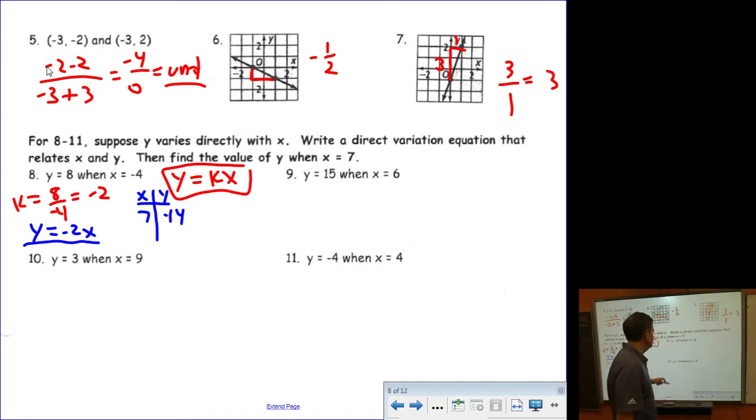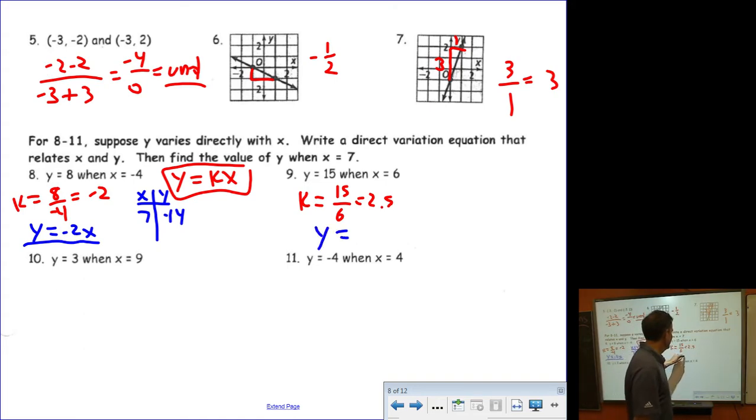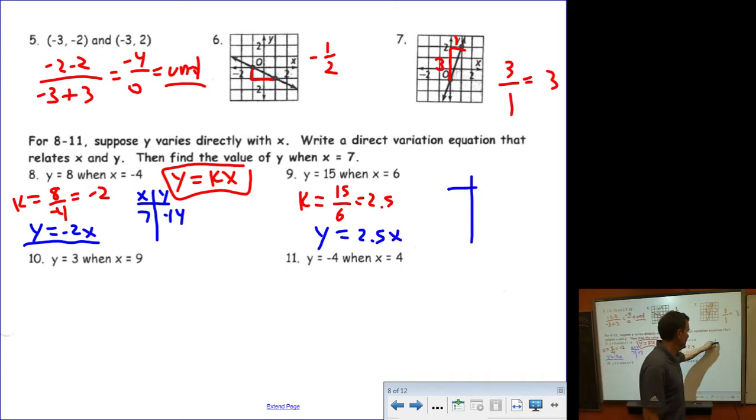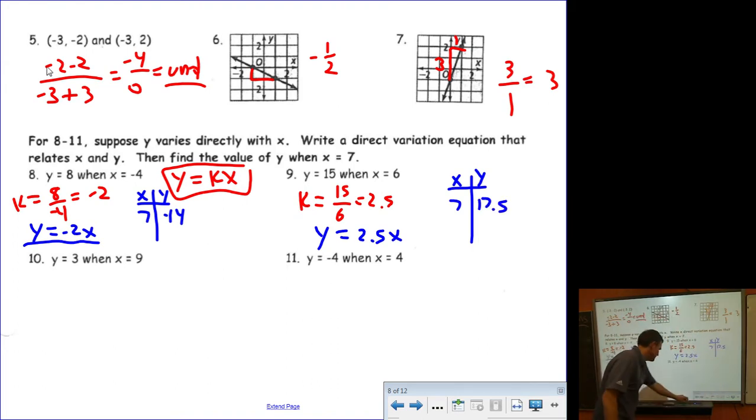And number 15, the k value would be y over x, which is 2.5. So my equation would be y equals 2.5x. And when x is 7, y would be 2.5 times 7, which is 17.5. Number 10, again, I want to find the k value. K is equal to y over x. So in this case, that would be 3 over 9, or 1/3.